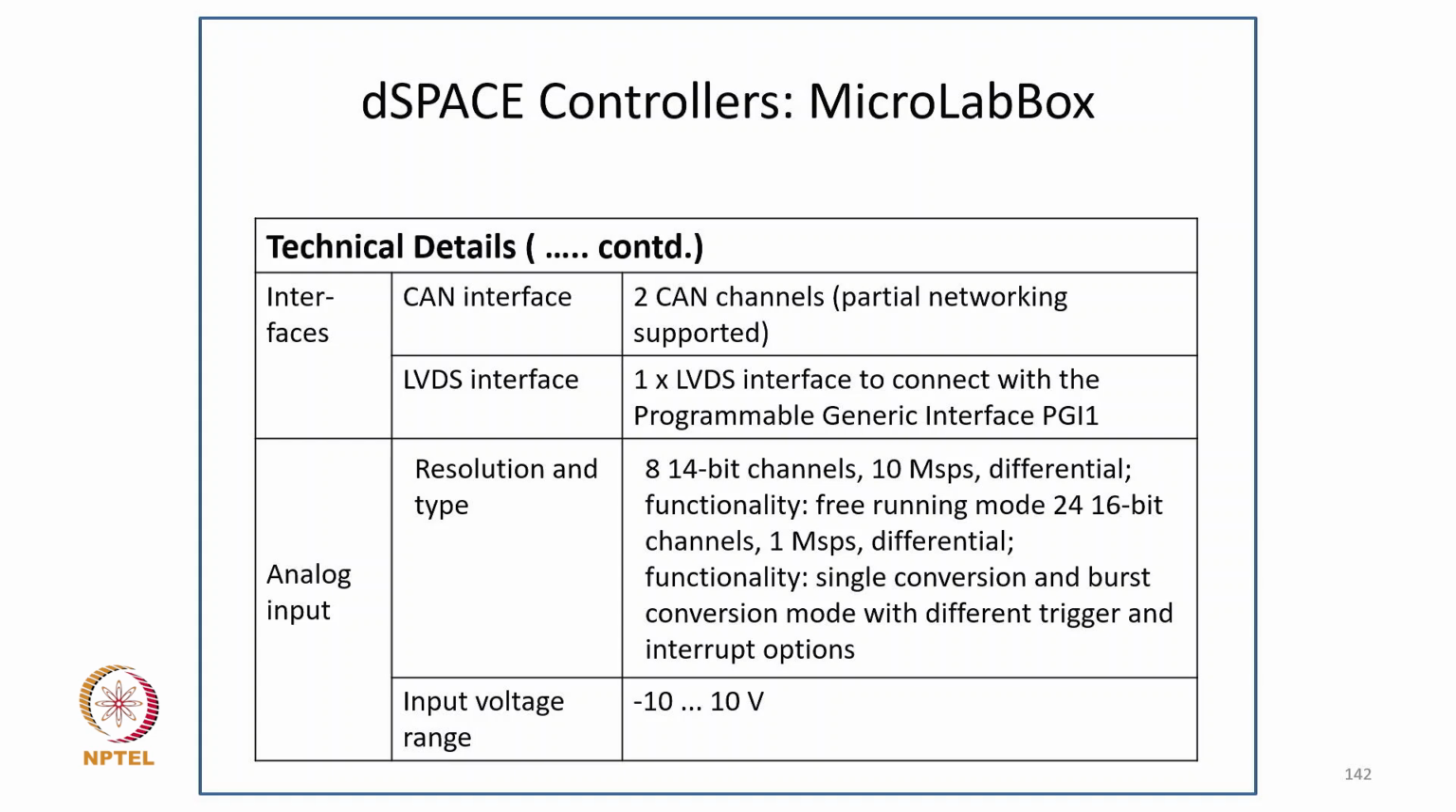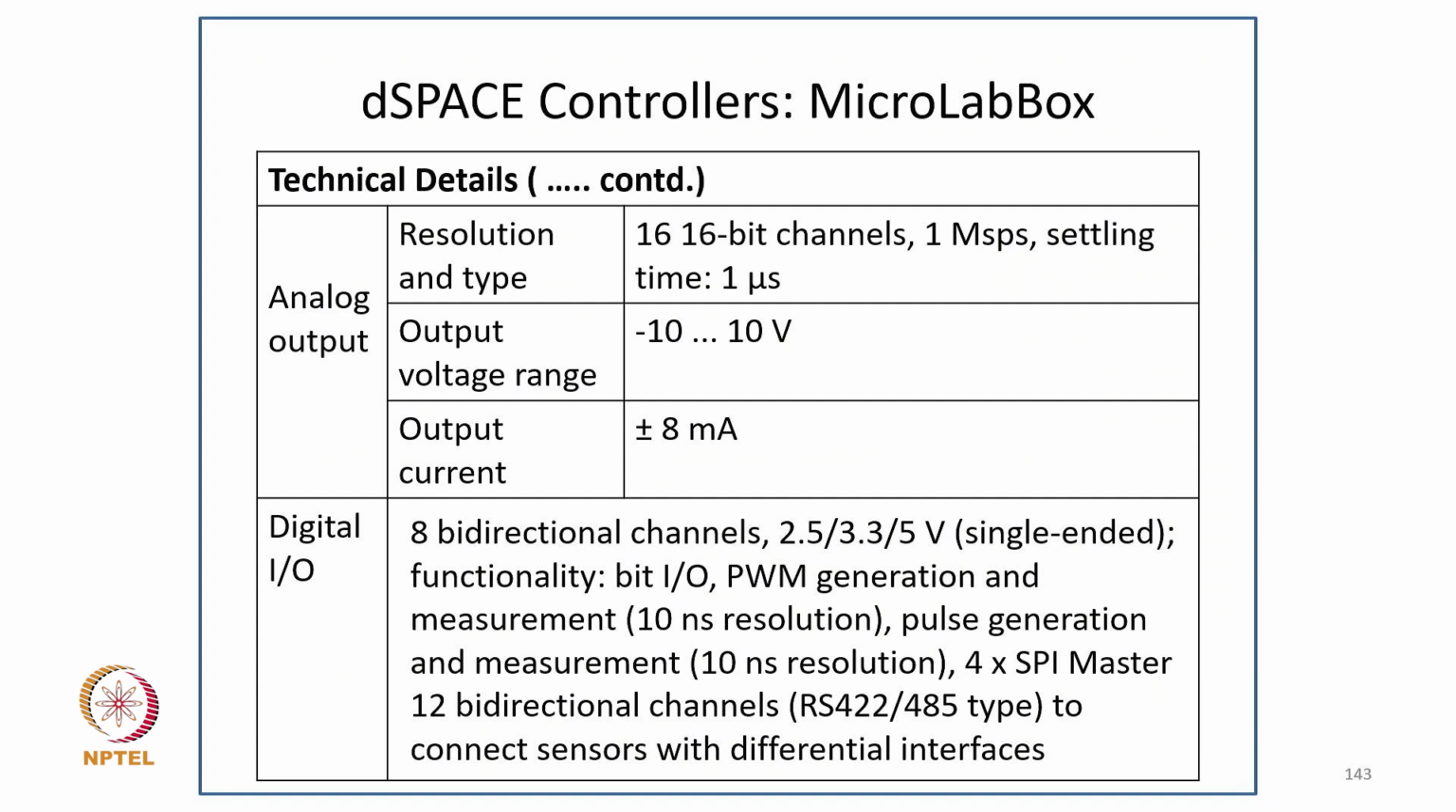The CAN interface has 2 CAN channels, partial networking supported. The LVDS interface is 1 times LVDS interface to connect with the programmable generic interface PGI1. Resolution and type: 14-bit channels, 10 megasamples, differential functionality, pre-running mode, 24 16-bit channels, 1 megasample, differential functionality, single conversion and burst conversion mode with different trigger and interrupt options, and input range is -10 to +10.